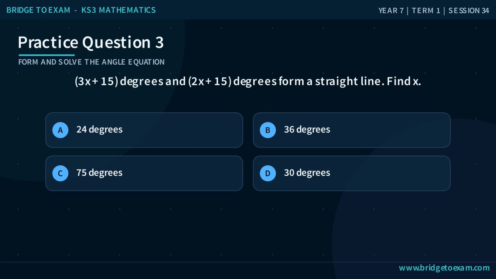Practice question 3. The adjacent angles 3x plus 15 and 2x plus 15 form a straight line. Option A is 24. Option B is 36. Option C is 75. Option D is 30. Pause. Form the equation, collect like terms, and solve for x.